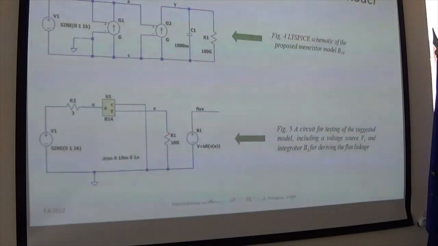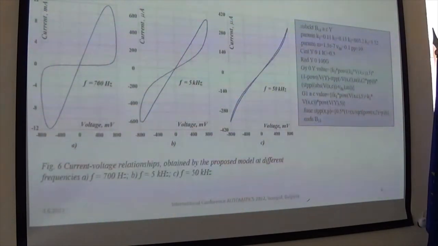In figure 5 is presented the proposed model included in a simple circuit for analyzing the behavior of the memristor in sinusoidal mode, and the source B1 is used for obtaining the flux, the time integral of the voltage. Here are presented several current voltage characteristics at different frequencies, and it is interesting that with increasing the frequency, the area of the pinched hysteresis loop shrinks, and this is one of the main fingerprints of the memristor elements.